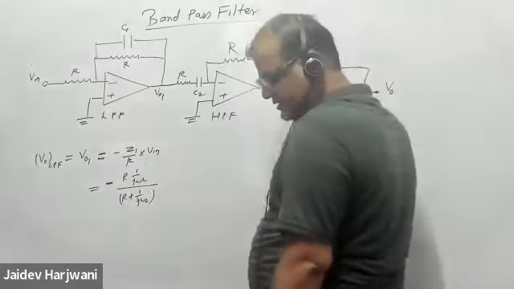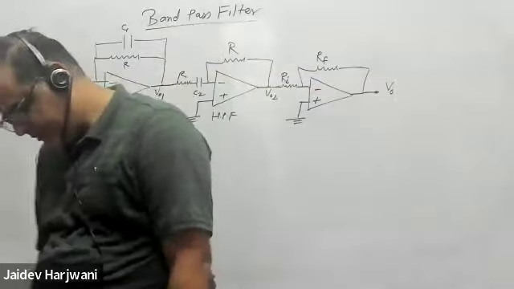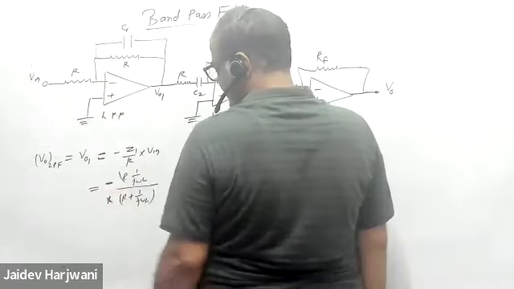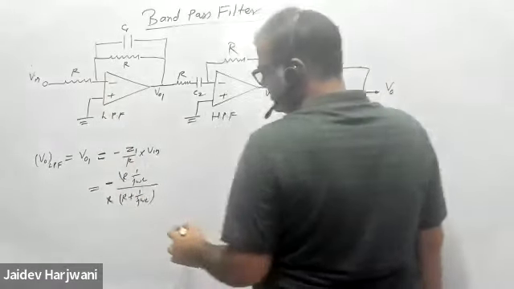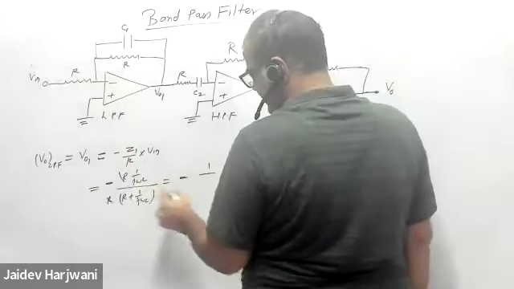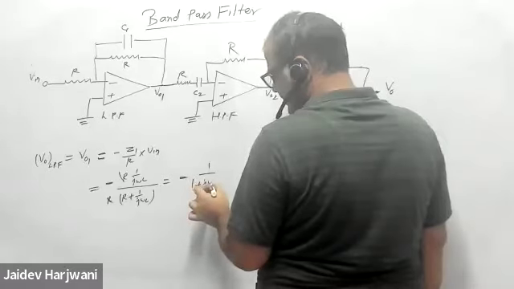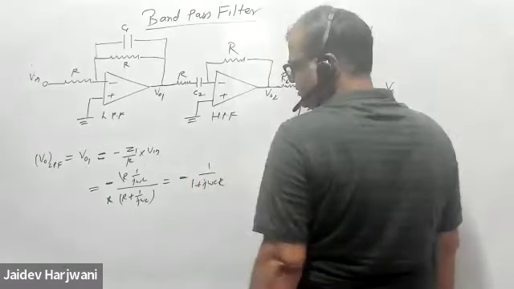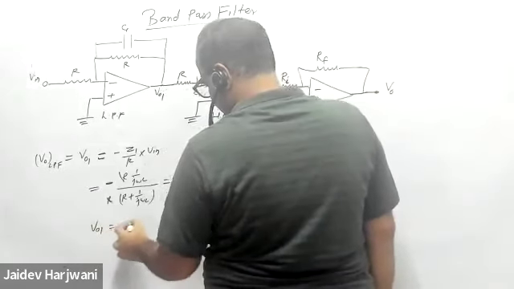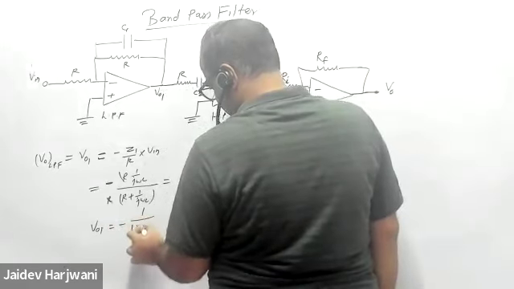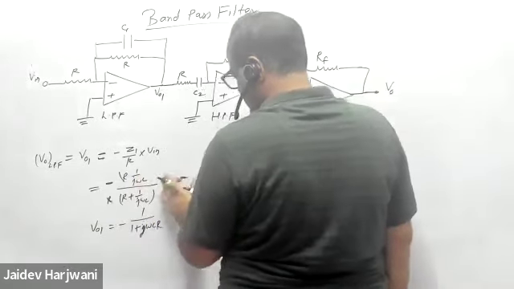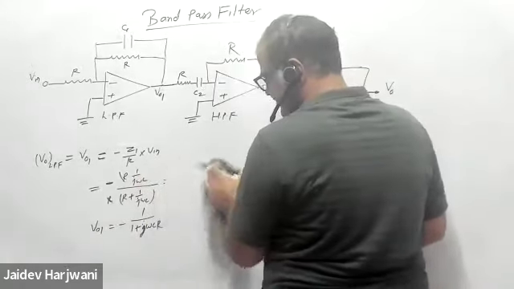This is your Z1, and similarly this R will cancel. So this is your V naught 1, and this will be minus, if I take this common here, 1 plus j omega C R. Okay, so I'm writing here, your V naught 1 is minus 1 upon 1 plus j omega C R, after solving this one.